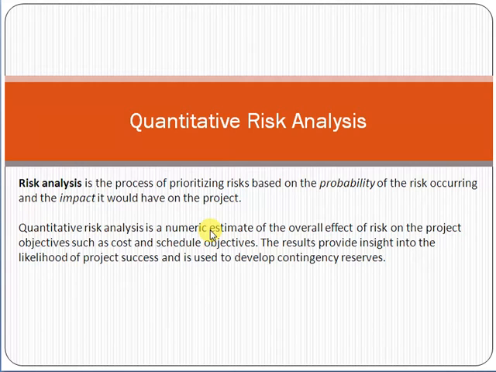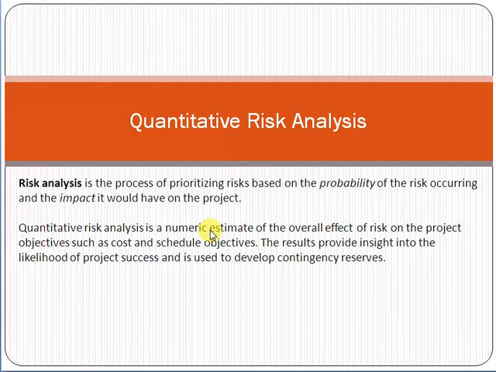So friend, based on two parameters, probability and impact, we prioritize the risk. Prioritize means which risk is more important, which risk has low priority, which risk has medium priority. Based on that priority, we plan our response planning accordingly.